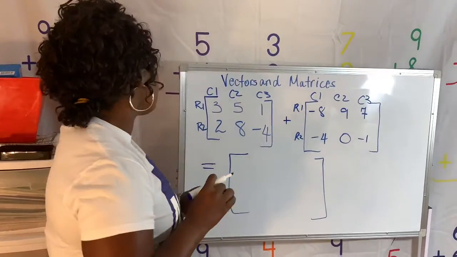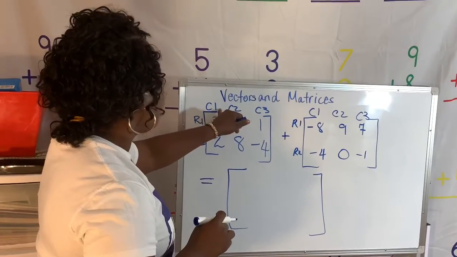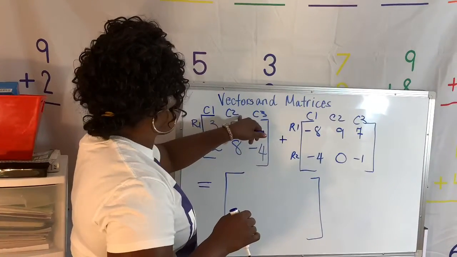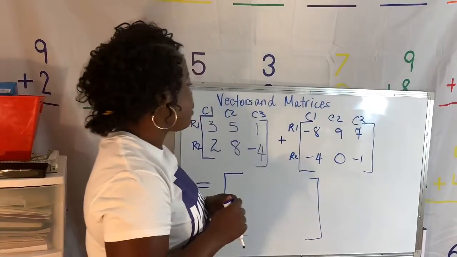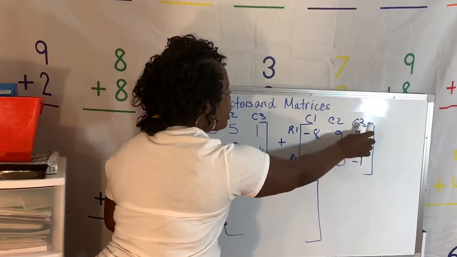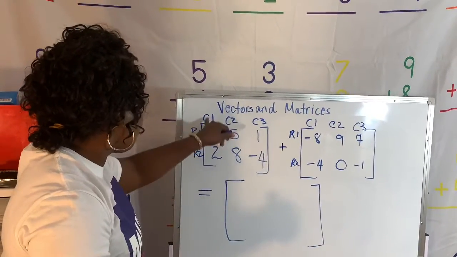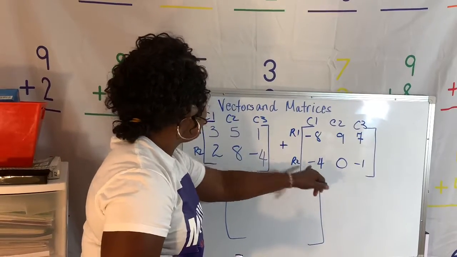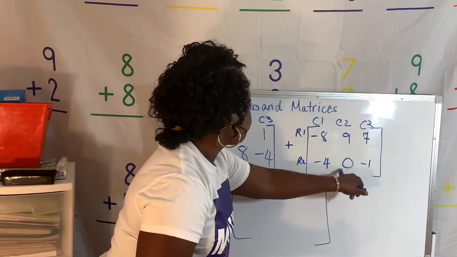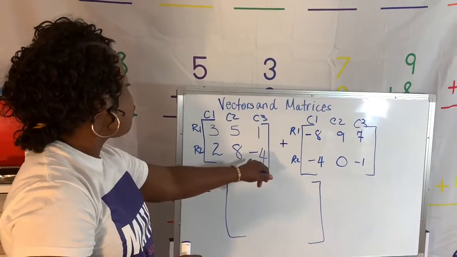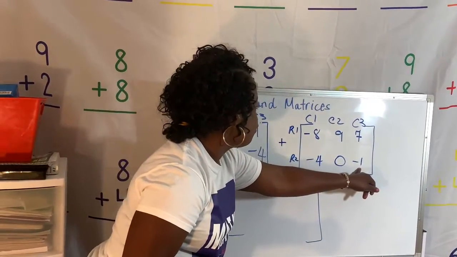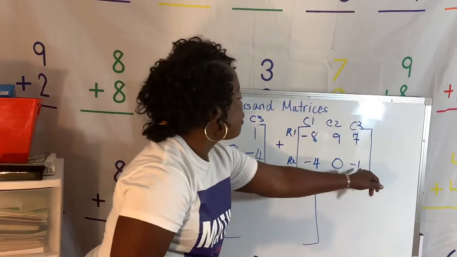So when we're adding matrices, we're going to make sure that we're adding row 1, column 1 with row 1, column 1 in the second matrix. And when we do row 1, column 2, we're also going to add row 1, column 2 together. And then when we have row 1, column 3, we're going to also add it to row 1, column 3. Likewise, when we have row 2, column 1, we're going to add that to row 2, column 1. When we have our 8 here, which is in row 2, column 2, we're going to add it to the 0, which is in row 2, column 2. And lastly, when we add our -4, we're going to add the number here, which is row 2, column 3, to row 2, column 3. So we're going to be adding the -4 to the -1.